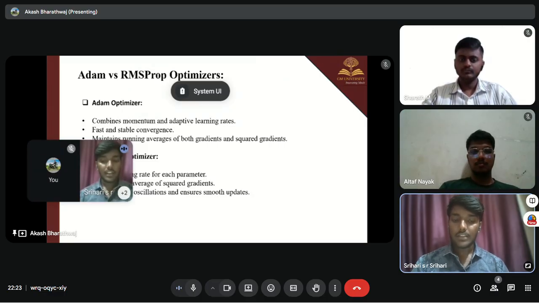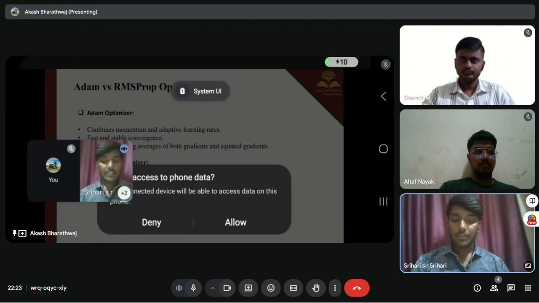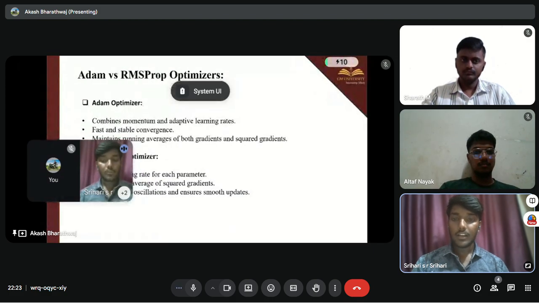The combination provides an optimization that is generally robust, converges quickly, and handles sparse gradients effectively. And the next slide is continued by my friend Altaf.